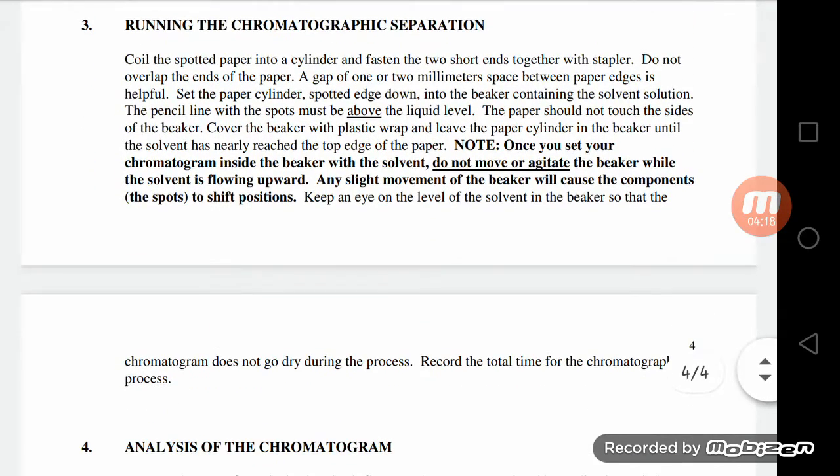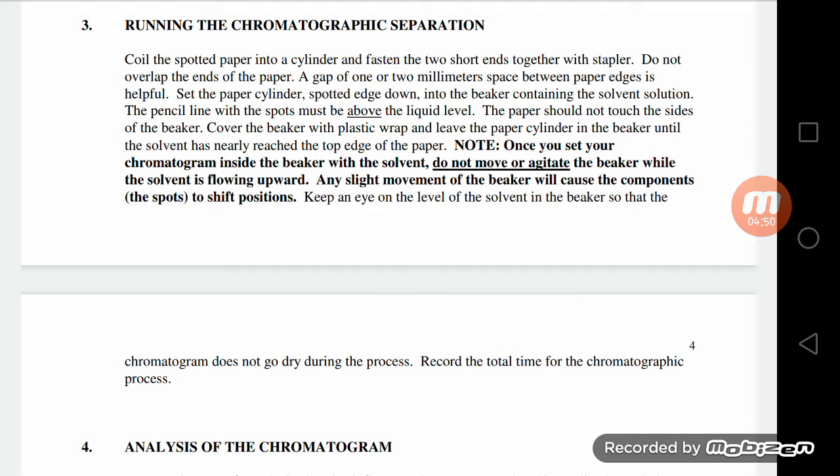Then running the chromatographic separation. Coil the spotted paper into a cylinder and fasten the two short ends together with the stapler. Do not overlap the ends of the paper. A gap of 1 or 2 millimeters between the paper edges is helpful. Set the paper cylinder, spotted edge down, into the beaker containing the solvent solution. The pencil line with the spots must be above the liquid level. The paper should not touch the side of the beaker.